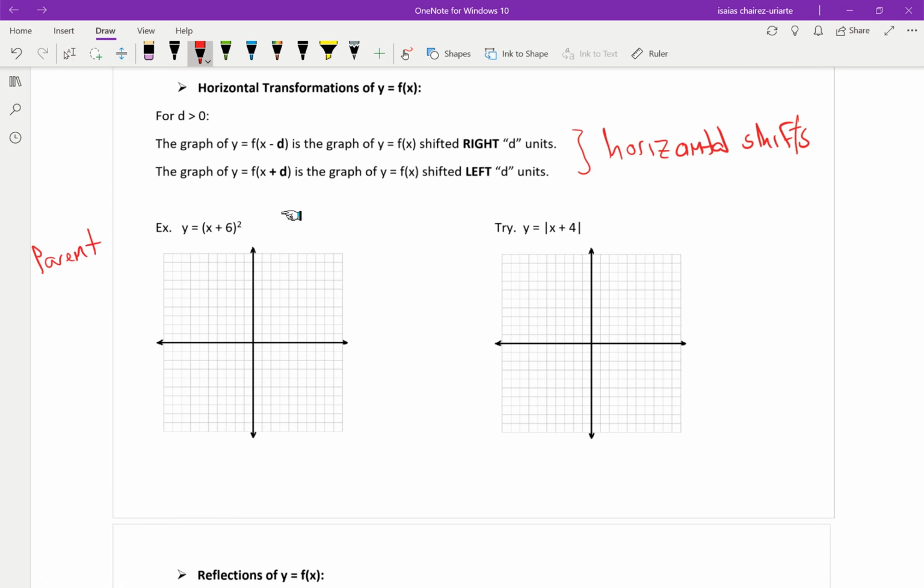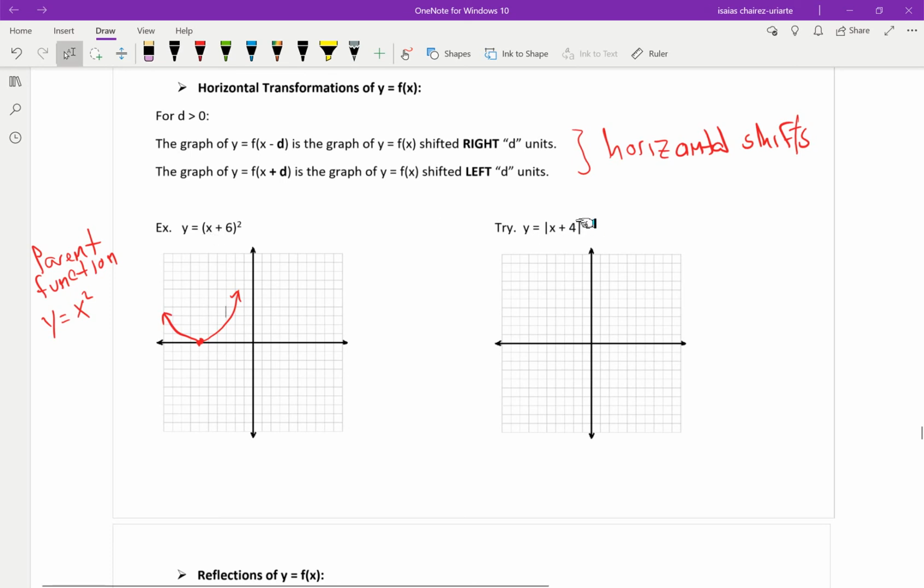Alright, so here, what's the parent function here? I would say that the parent function is just y equals x squared. That's my parent function. This is what I started with. That's my parabola. What does the plus 6 do to that parabola? If it's plus, we said it goes to the left. So now I have to count 1, 2, 3, 4, 5, 6. That's right there. That's the origin of my new parabola, and I have my parabola doing whatever my parabola does. So again, you always have to think about the parent function, and then it helps.